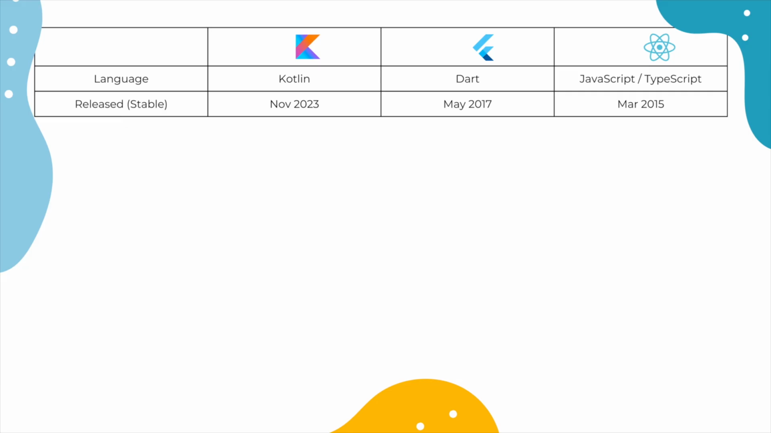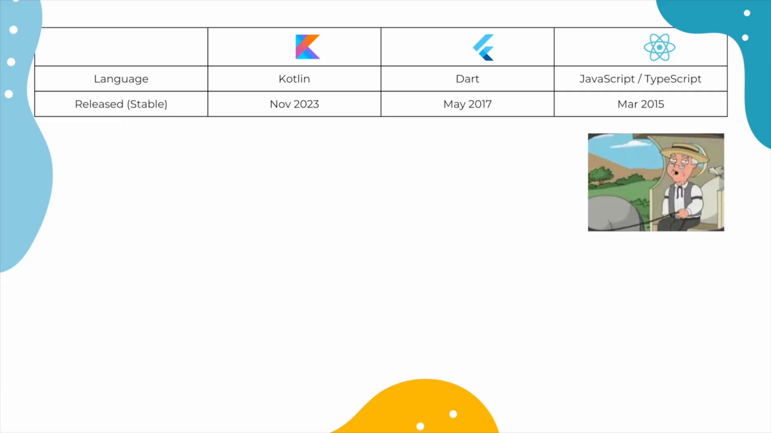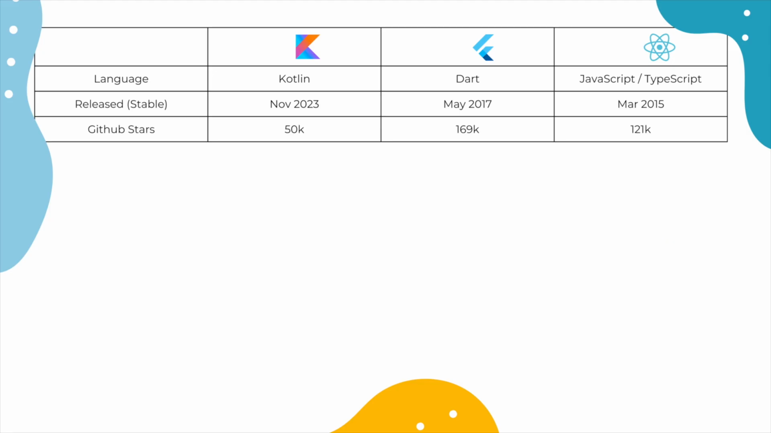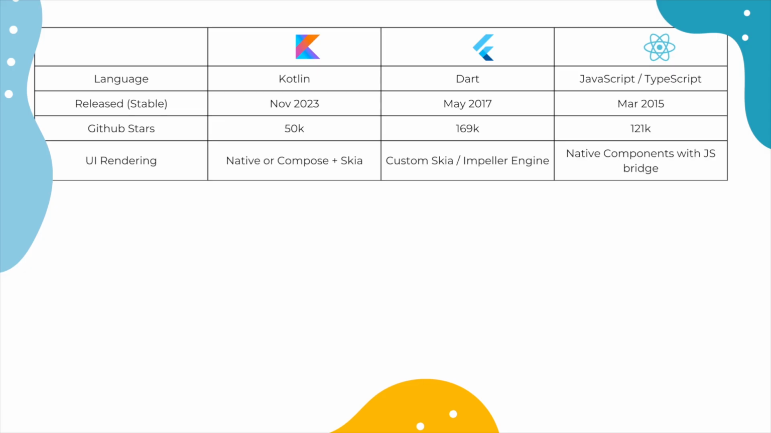The other frameworks are far older, with React Native being the oldest one and having been released around a decade ago. GitHub stars. This metric shows how popular the framework is and how much adoption it gets. The leader here is of course Flutter because of how mature it is. Even though it got released 2 years later than React Native, it saw more adoption among mobile devs because of the ease of use. Next up is UI rendering.